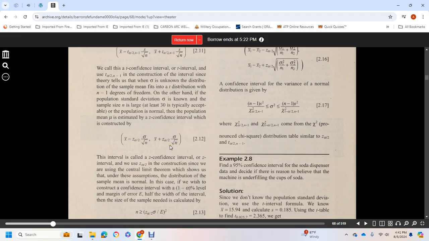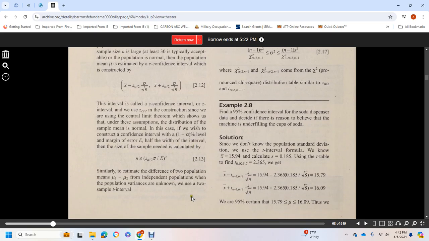This interval is called the z confidence interval, with z of alpha over 2. In the construction, since we're using the central limit theorem, we assume the distribution of sample means is normal. In this case, we have a confidence interval at the 1 minus alpha level, where the margin of error E is half the width of the interval. The size of the sample needs to be calculated as n is greater than or equal to the critical value times the standard deviation over E, squared.